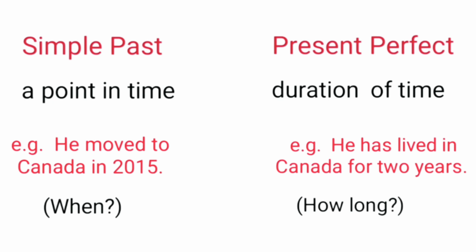In present perfect tense, duration of time is mentioned in the sentence. For example, he has lived in Canada for 2 years. Here, 2 years is a length of time. And its question is, how long has he lived in Canada? So, if the question starts with how long, then it is present perfect tense.